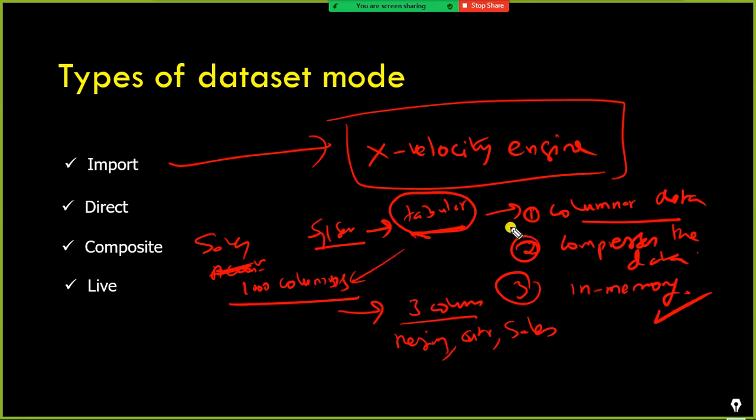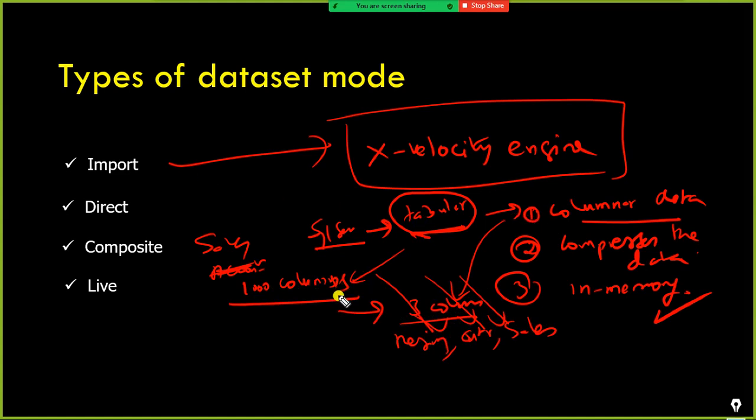In the case of columnar data, each column is stored separately. So in your query, if you are using region, quarter, and sales, it will directly go and hit these columns upfront. Hence, there is no need to scan each and every column. That is what columnar data is.